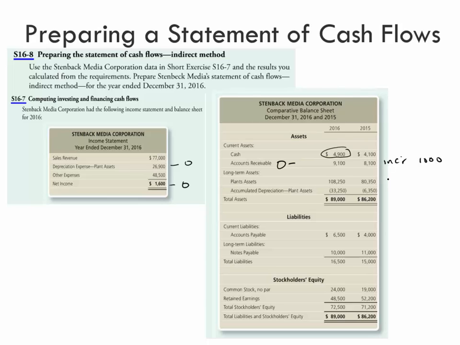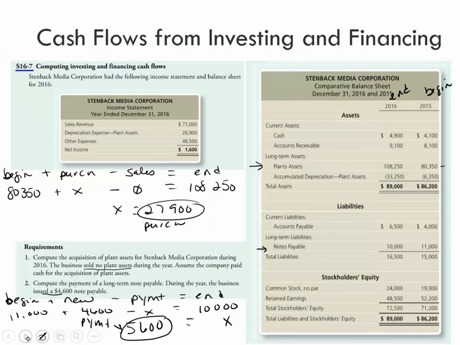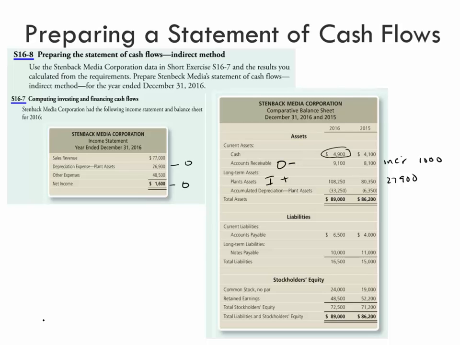Plant assets we just figured out, right? So that will go under investing, and that'll be a minus, and we purchased 27,900. That's what we just figured out on the last problem, 27,900 purchases. Accumulated depreciation, we could use this to figure out what the depreciation expense was, but they give us depreciation expense over here, so we don't really have to do that one. But that will be an addition. Accounts payable, that's a current liability, so that goes under operating. That increased by 2,500, and liabilities work in the same direction, so we'll add that in.